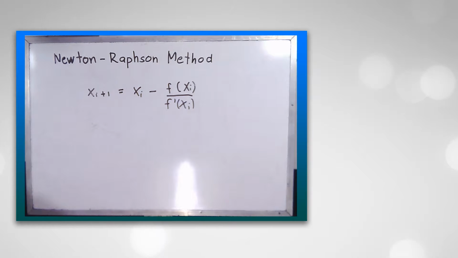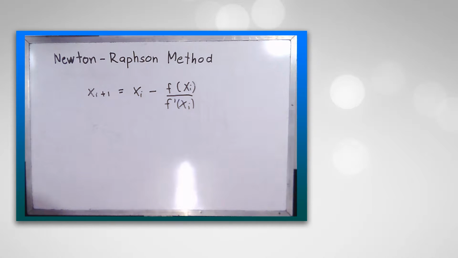Hello everyone. In this video, we will be finding the solution of an algebraic function using the Newton-Raphson method. The Newton-Raphson method has a formula given: x sub i plus 1 is equal to x sub i minus f of x sub i over f prime of x sub i.